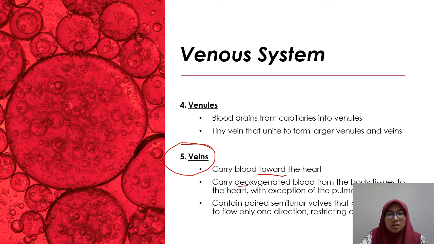Okay, it carry deoxygenated blood from body tissues to the heart. Okay, except pulmonary vein. Okay, pulmonary veins ni pula location dia from the lungs into the left atrium. Itu dia carry oxygenated blood. Okay. So veins contain paired semilunar valve that permit blood to flow only one direction. Okay, so remember valve, it restrict any backflow.